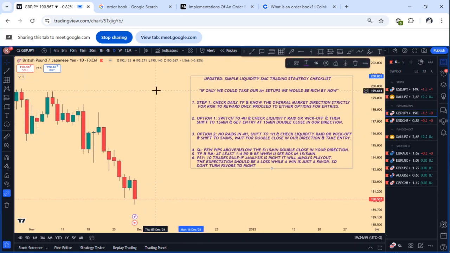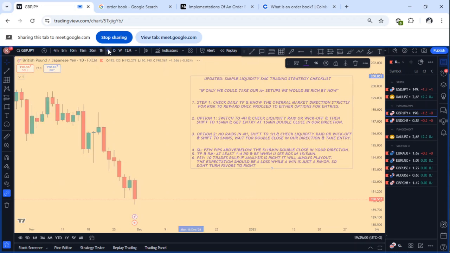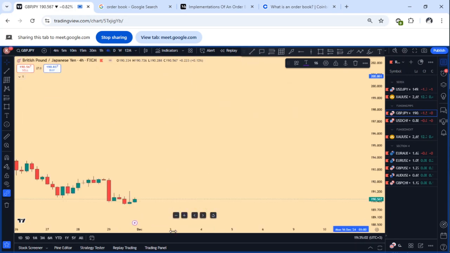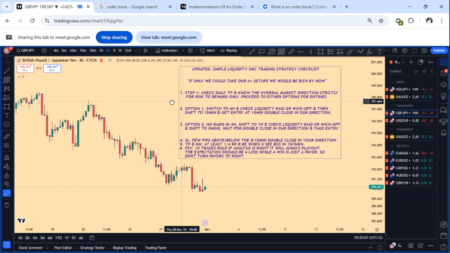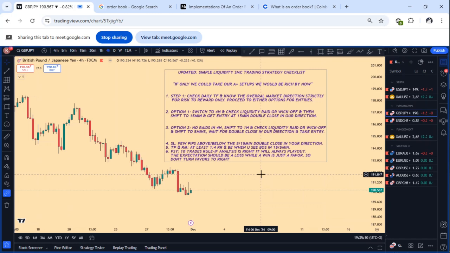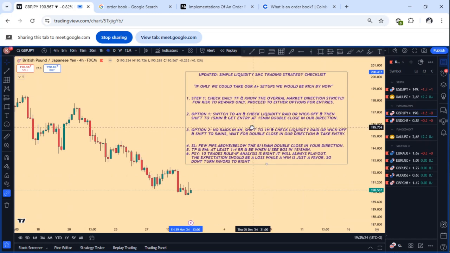So we shift to 4 hours. Now let me explain the same thing in 4 hours. Let's look for an opportunity. The first thing, I don't know if you guys remember the rule about 3 or 4 candles being in our direction in the daily time frame for us to declare that it is a direction. Do you guys remember that rule? Yes, that rule is what you need to apply in 4 hours and 1 hour.